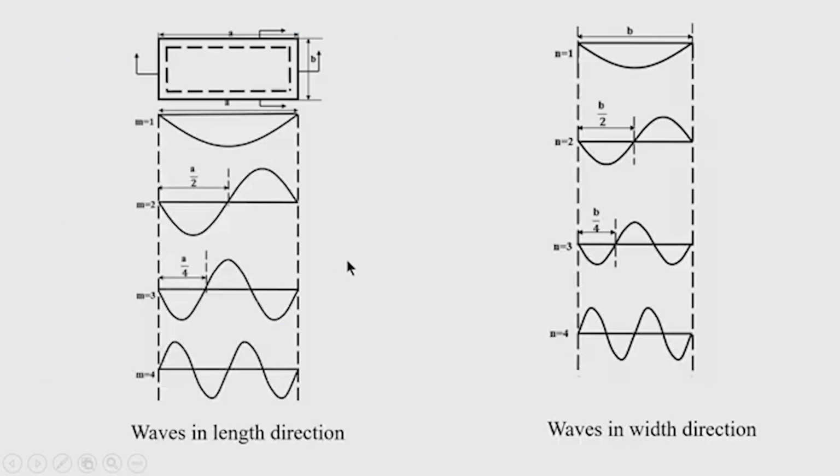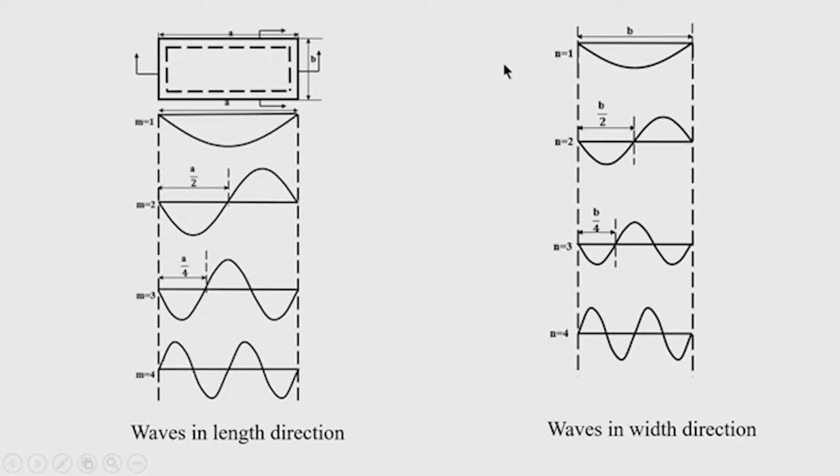Now, you can see that for m equal to 1 along the length direction, the first half wave is this. For the second half wave, when we take m equal to 2, we get this second half wave. Similarly, if you consider m equal to 3, you will get the third half wave. Like that, your number of half waves will increase as you increase the integer.